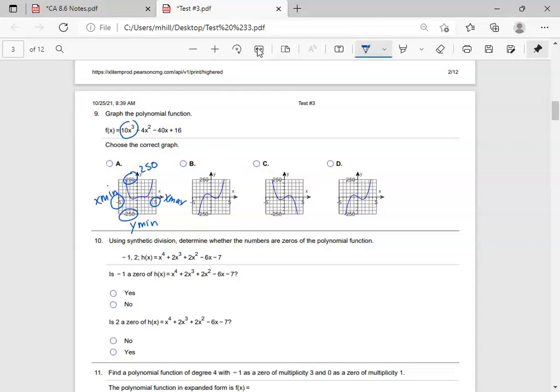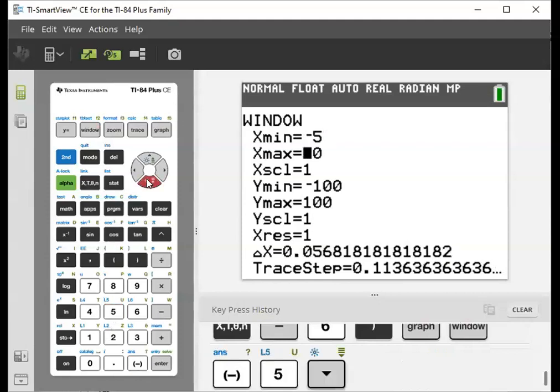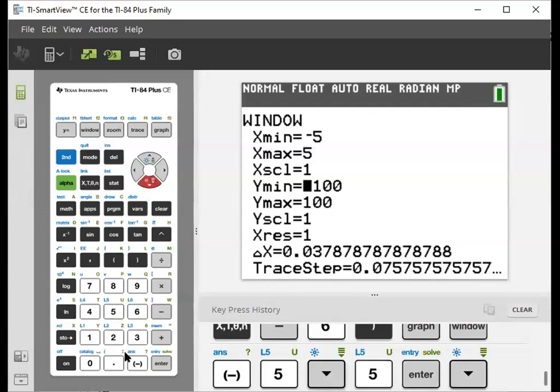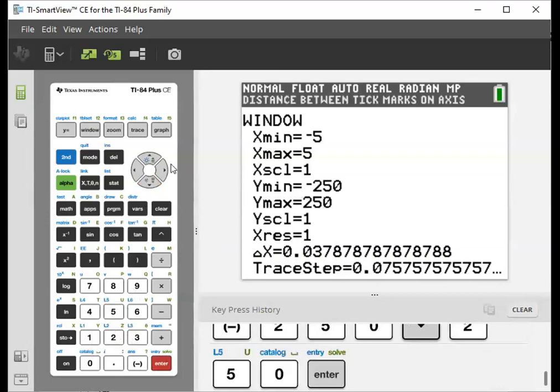Okay, so let's go to our graphing calculator. I'm going to my window. I'm going to mess with it first. My X minimum was -5. My X maximum was +5. -250 is my Y minimum. +250 is my Y maximum.